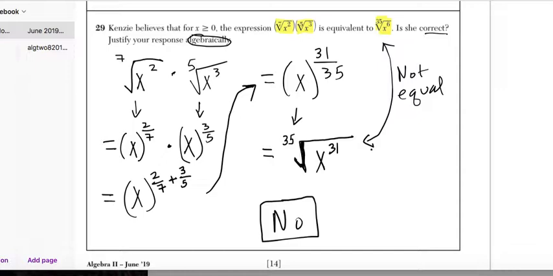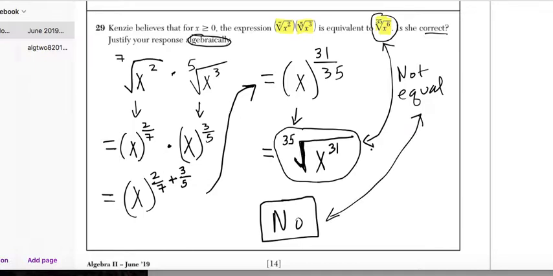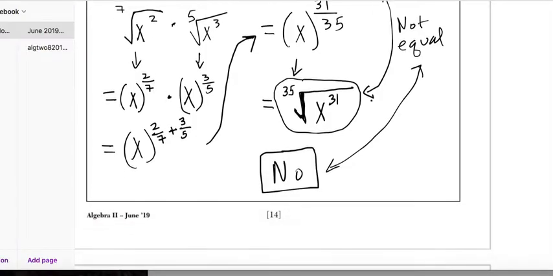All right, so we follow down. We got that it's equal to x to the 31 over 35, which is equal to the 35th root of x to the 31, and not the 35th root of x to the 6th. So these two are not equal. I'm circling them so that they know what we're pointing to. So the answer is no, because of this. We've really justified our response. Moving on to number 30.